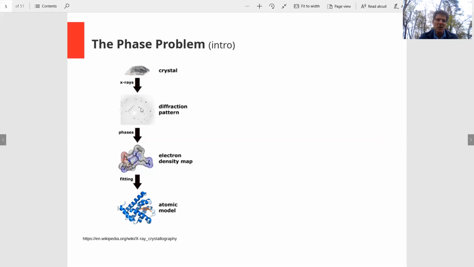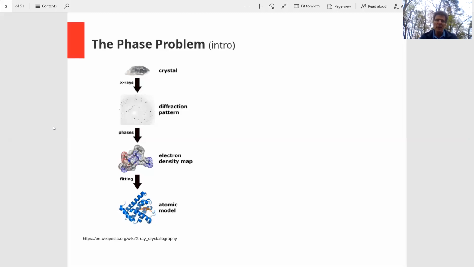So it would be very straightforward to calculate the electron density map from this diffraction pattern if you had the full set of data that was diffracted. But some of the information cannot be recovered.